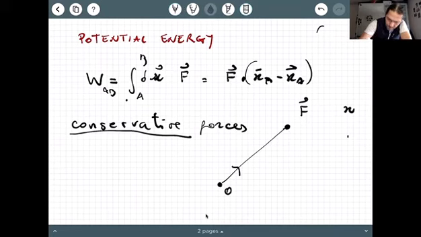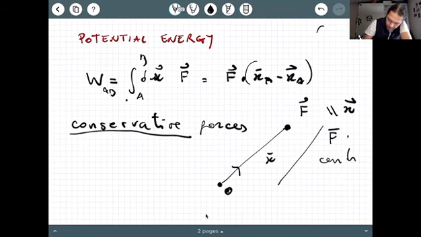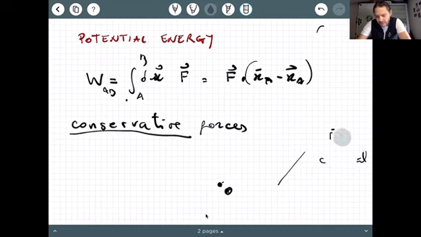How do I write this? This is the vector from the origin of the system to the position of the particle, and the force is directed along the same line. These are called central. For instance, the centrifugal force is a central force, the gravitational force is a central force. So central forces also have the property of being conservative.